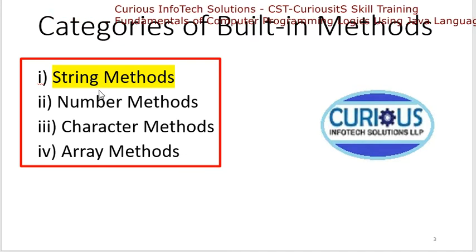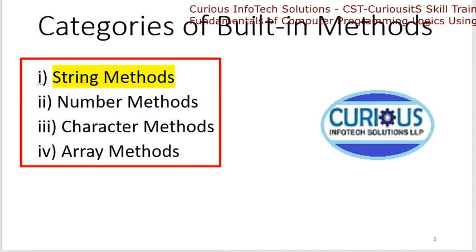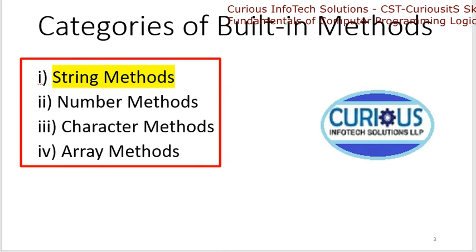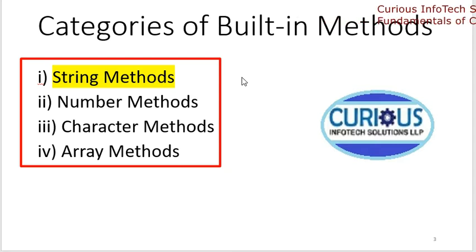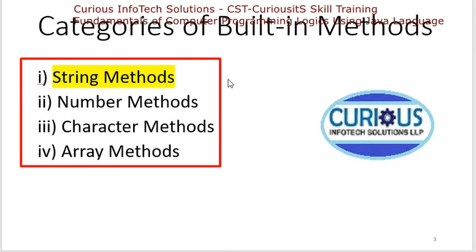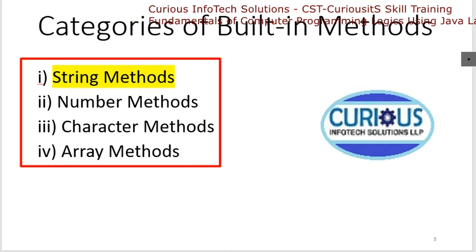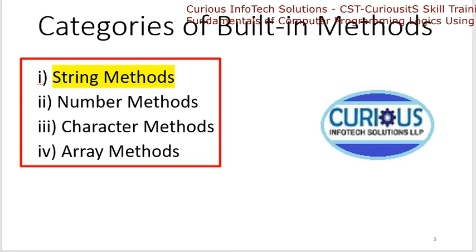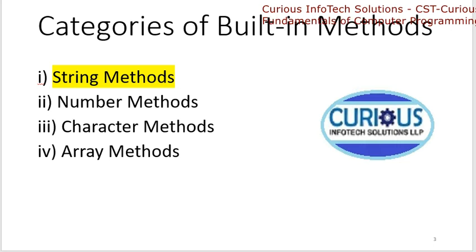So now we need to understand the popular methods of string, number and character. We will understand all of this in three important terms. First is syntax, second is example, and third is runtime program. Okay, now we will start one by one. So the first is the string method.